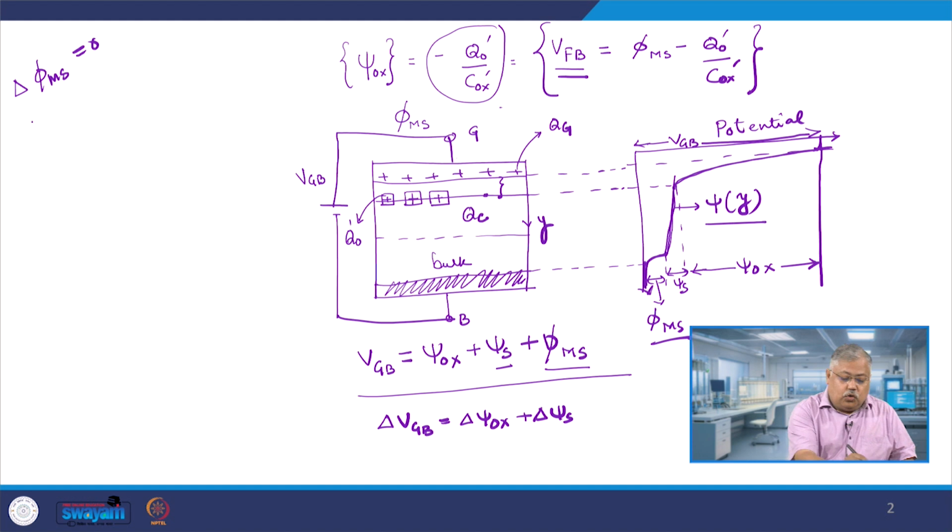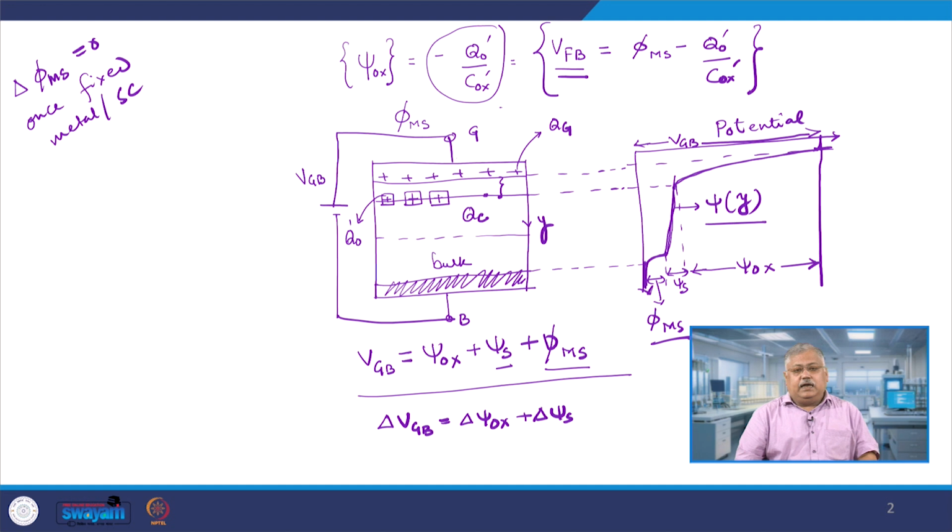There will be no change once you have fixed the metal and the semiconductor. So any gate voltage change will be accommodated by the change in the oxide and the surface potential. That is one important point which you should always be careful about. Now since I have applied a potential, I would expect the total charge neutrality to still be maintained, taking into account the VGB. And so this brings us to our single point conclusion.